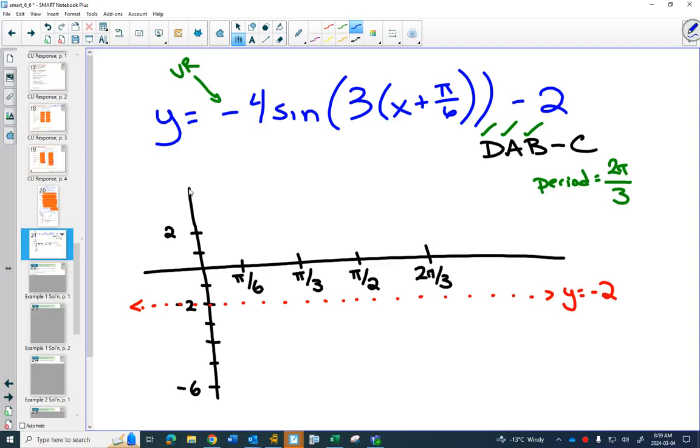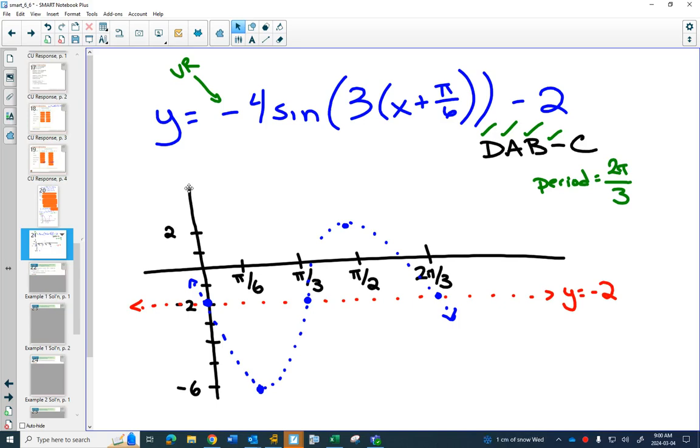So that's what I do. I go to my center line. That's my starting point. And if I'm going down, I will go to a minimum at my next tick mark. Then back to my center line. Then at pi over 2, I would be at a maximum. And then at 2 pi over 3, back to my center line. Draw this with a dotted line, because this is not our final graph. This is what the graph would look like if there was no phase shift. So on DABC, that's doing the dash.